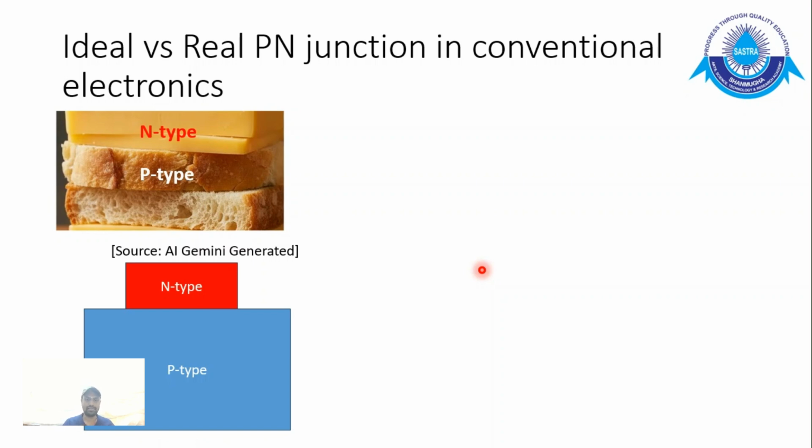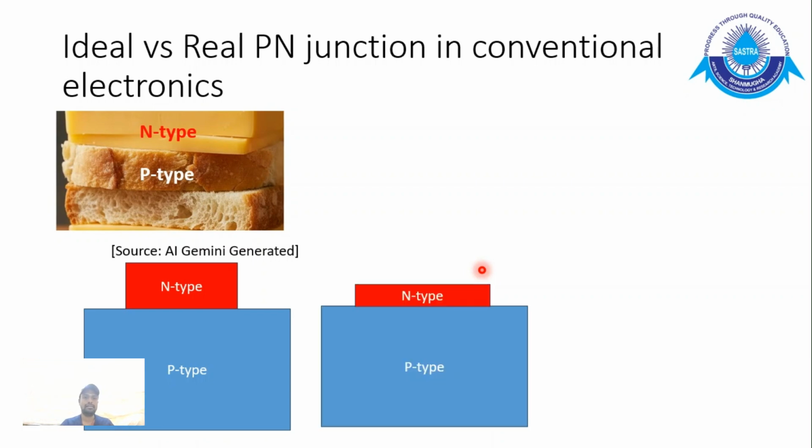Okay, we'll come to it. What I'm trying to say is it's not just a stack. It's not just the N type and P type stacked. So how exactly does it happen? It's not that you take a P type and stack the N type, or that you take bread and put the cheese on it. It's not that way. You make a PN junction. So that has to be very clear.